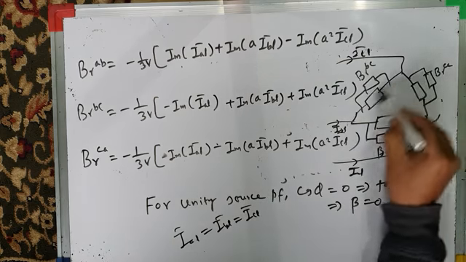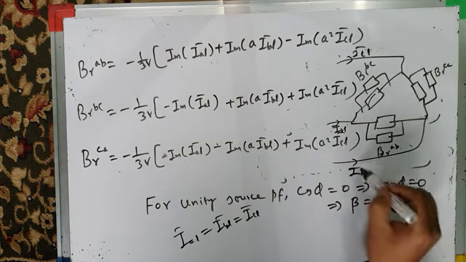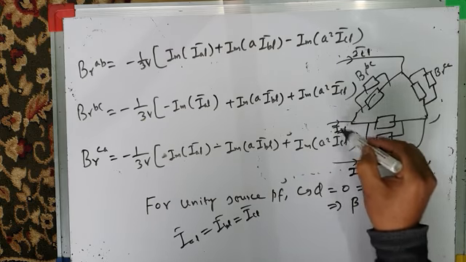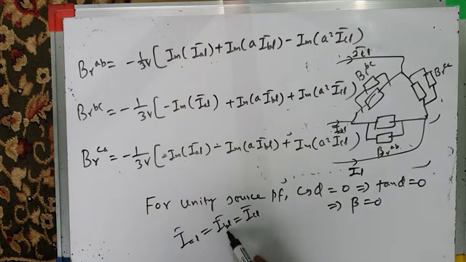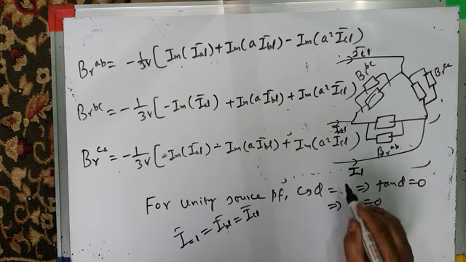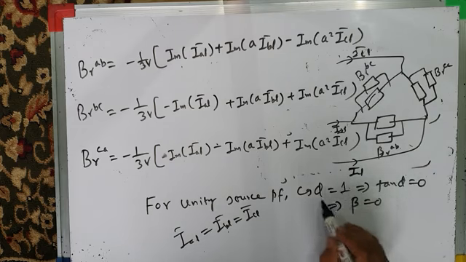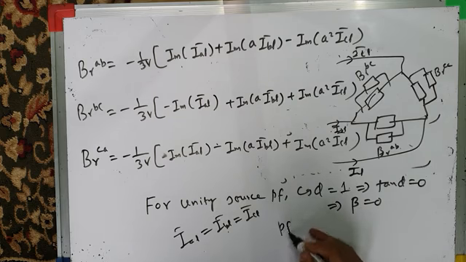So even if your loads are unbalanced, these compensator susceptances will make your load balanced, and your system will draw balanced load currents, IAL equal to IBL equal to ICL. And the second objective will also be fulfilled by this compensator. It will make the power factor angle zero, that means cos phi equal to 1, which is unity power factor. That means tan phi equal to 0, that means it will make beta equal to 0. Power factor will be 1.